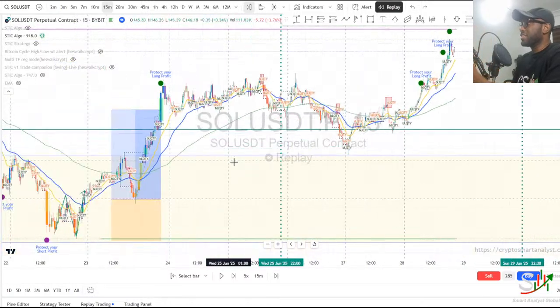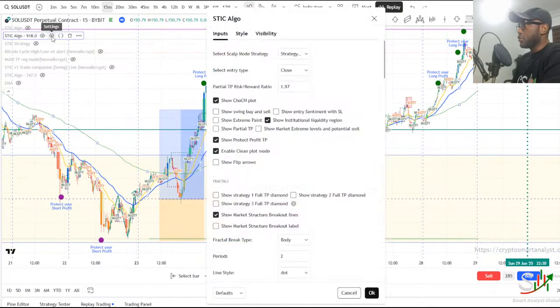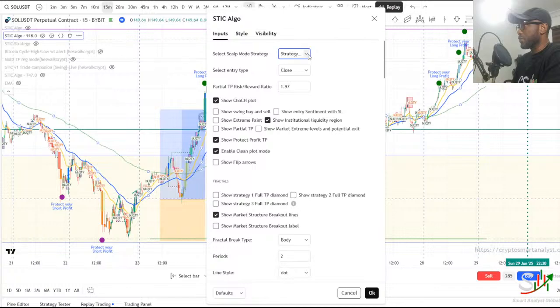So one of the things that STIC does is we have multiple strategies you can use with STIC. We have strategy 1, strategy 2, and strategy 3. Depending on the asset you're trading, from my experience, strategy 3 is more or less a hybrid strategy. It works mostly on crypto assets and some trendy assets. Strategy 2, I've seen to be more effective on forex market and stock market, mostly on forex. If you're trading forex, you probably want to switch to strategy 2.